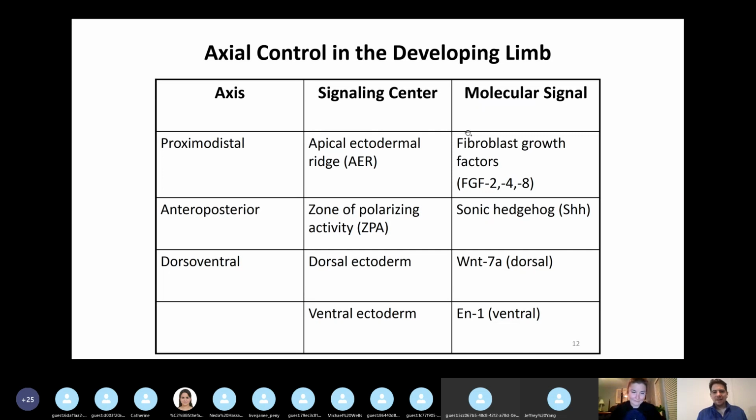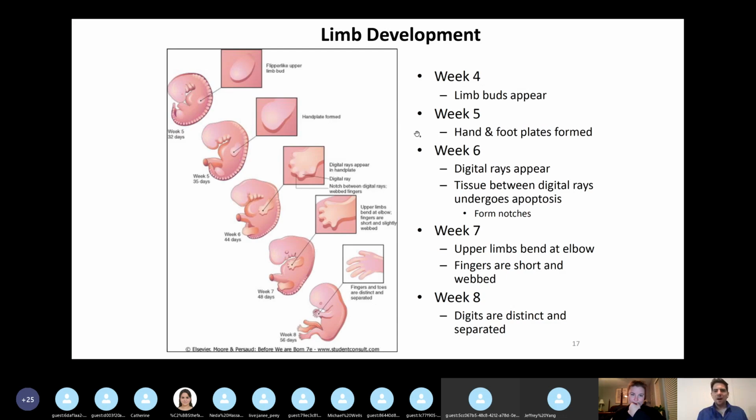I would put a star on this slide. Remember, specifically Sonic Hedgehog. If you remember the game, the Sonic Hedgehog had his mohawk. That's how I remember anterior, posterior. But correlate that with the ZPA, or the zone of polarizing activity, whereas that apical ectodermal ridge from fibroblast growth factors is proximal distal, and then the dorsal ventral aspect. Just commit this to memory and you'll be good.